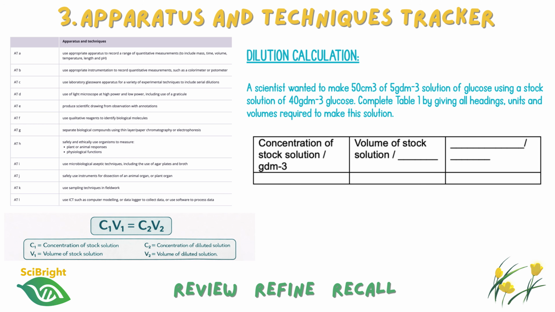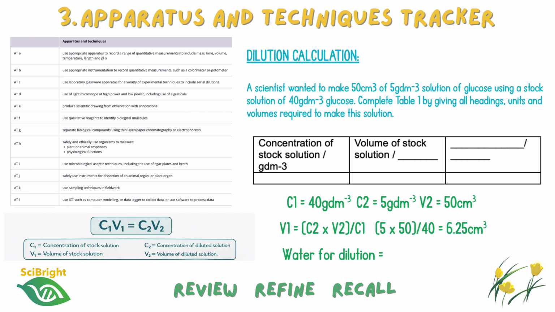Now, in order to work this out, we can use the equation C1 times V1 equals C2 times V2. And with any equations, we always have to substitute in what we know and rearrange the equation for what we don't know. Here we have our known stock solution concentration, our C1, of 40. The desired concentration, C2, is 5, and we want to make 50 cm³, so V2 is 50. We want to know how much stock solution we add, which is our unknown V1. So we rearrange the equation and substitute in 5 times 50 divided by 40 equals 6.25 cm³ of stock solution.